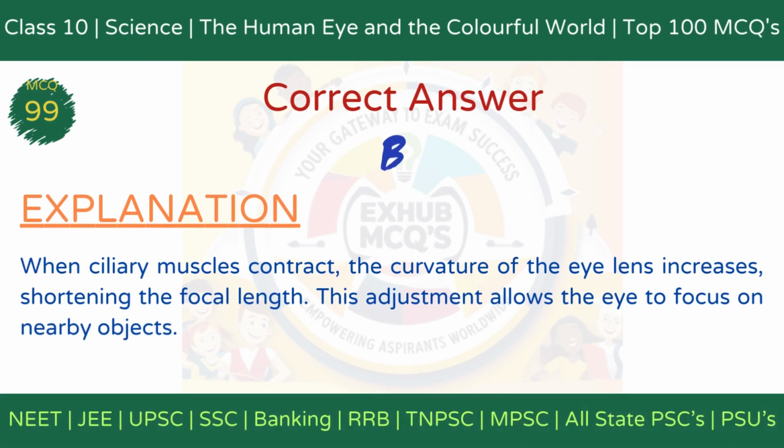The correct answer is option B, decreases. Explanation: when the ciliary muscles contract, the curvature of the eye lens increases, shortening its focal length. This adjustment enables the eye to focus on nearby objects.